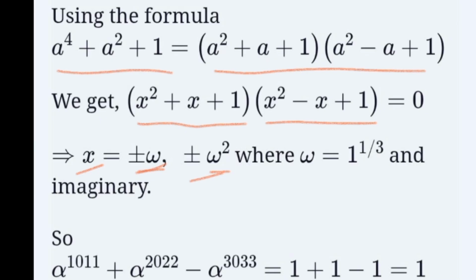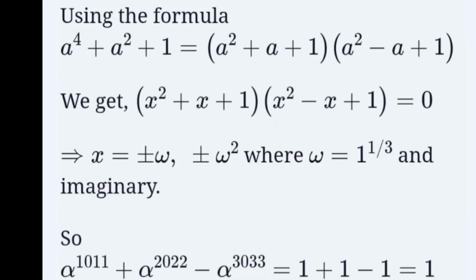Now alpha power 1011 plus alpha power 2022 minus alpha power 3033. So alpha means omega: omega power 1011 means 1, omega power 2022 means also 1, minus omega power 3033 means minus 1. So here both cancel, that is, the value is 1.